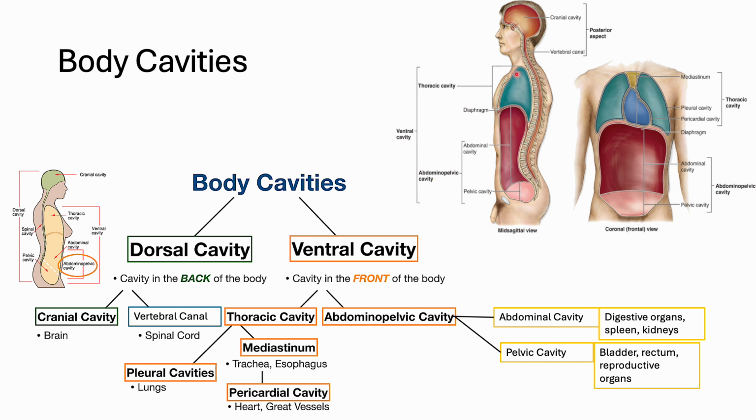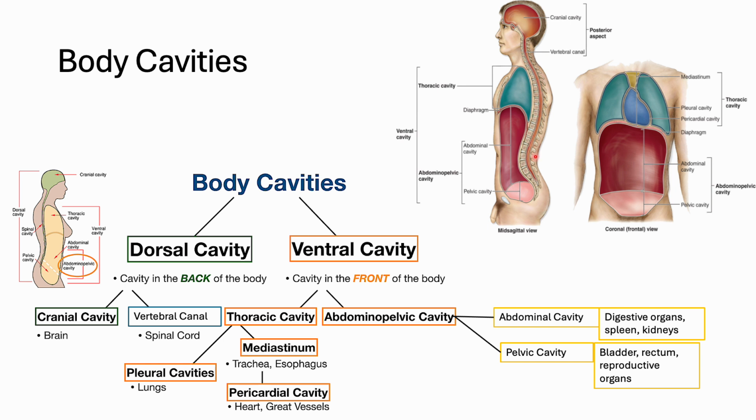Start up with the easier one, our posterior aspect or our dorsal cavity. We have the cranial cavity. What do we find in our cranial cavity? The brain. And we have our vertebral canal where we find our spinal cord.